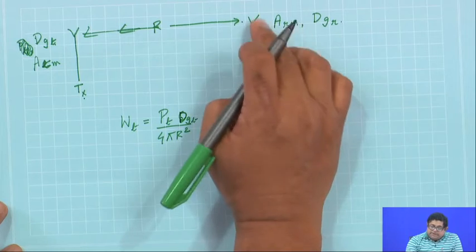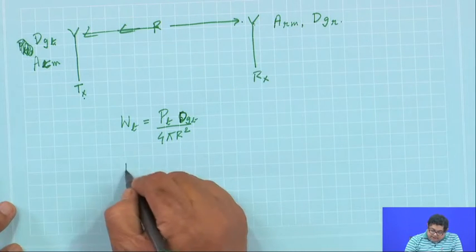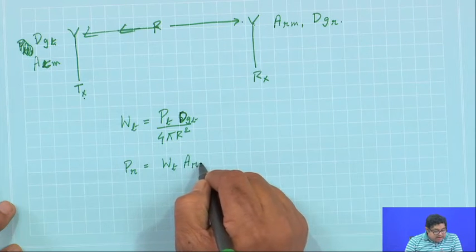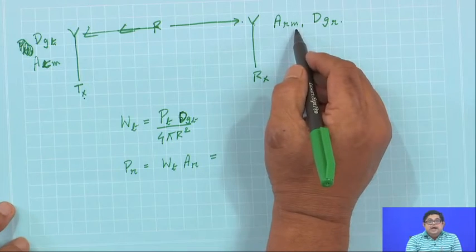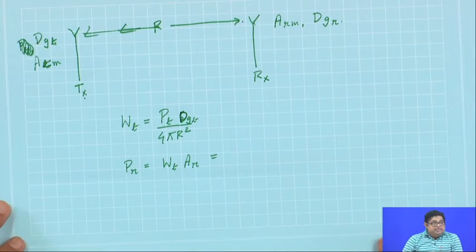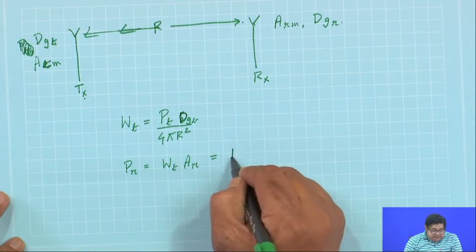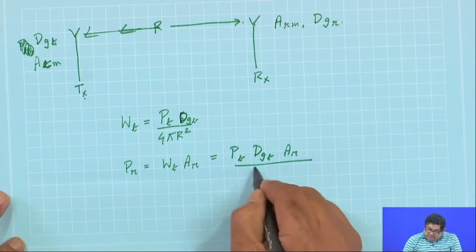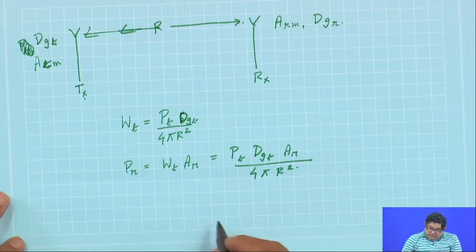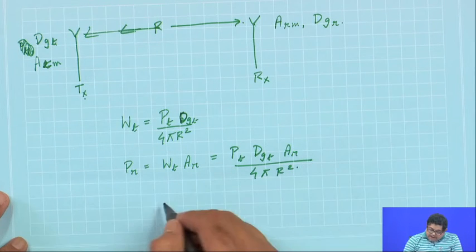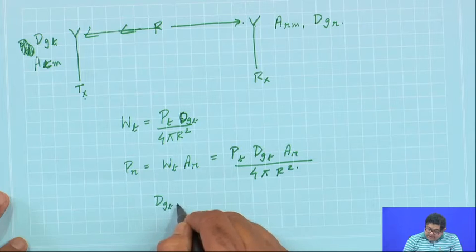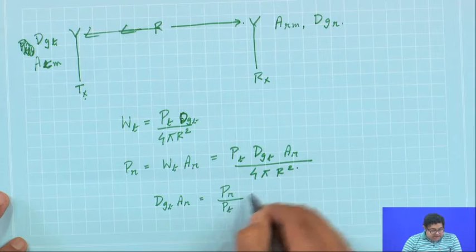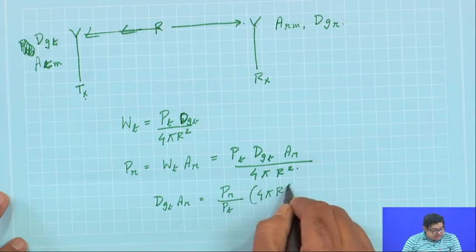Now, how much power will this antenna collect? Power collected will be PR is equal to WT into AR. I am not writing M because M is the maximum of that, I am writing in general AR. So, that is PT DGT AR by 4 pi r square. From here, can I write DGT AR is equal to PR by PT into 4 pi r square.